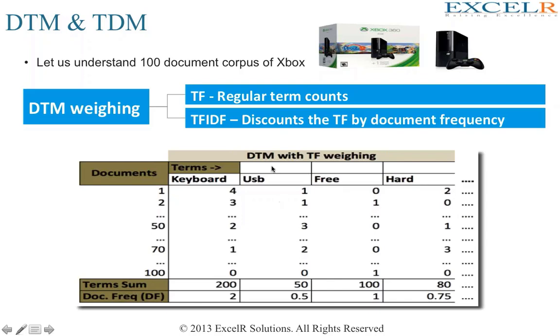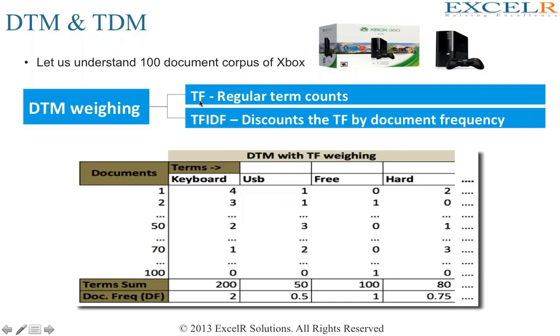And I'll come to term frequency inverse document frequency. If you represent your documents as records or row values, and if you represent the terms in the columns, then this kind of representation is called a document term matrix. If you reverse this order, if you have terms on your rows and documents as your columns, then that would be called a term document matrix. That is the difference between a document term matrix and a term document matrix.